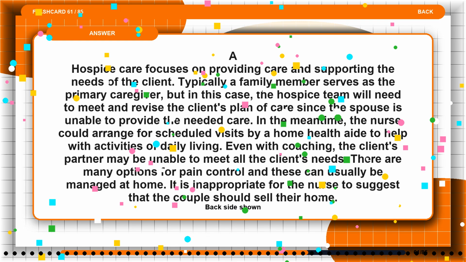The answer is A. Hospice care focuses on providing care and supporting the needs of the client. Typically, a family member serves as the primary caregiver, but in this case, the hospice team will need to meet and revise the client's plan of care since the spouse is unable to provide the needed care. In the meantime, the nurse could arrange for scheduled visits by a home health aide to help with activities of daily living. Even with coaching, the client's partner may be unable to meet all the client's needs.